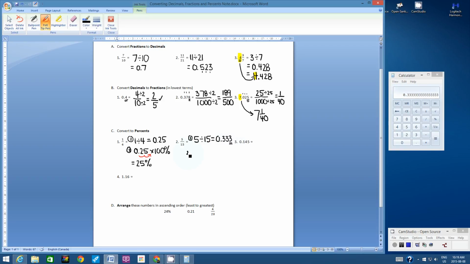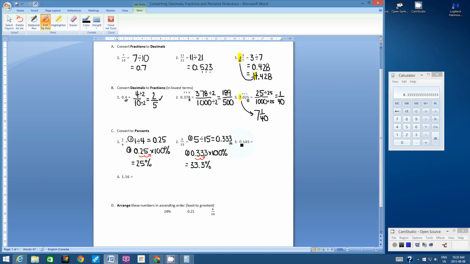Okay, step 2. We take our new decimal answer, 0.333, and then we multiply it by 100%. Remember, fraction means 100%. Okay, so all we have to do is move the decimal place 2 places to the right, right there. Okay, so what is our final answer? Hopefully you got 33.3%. Okay?